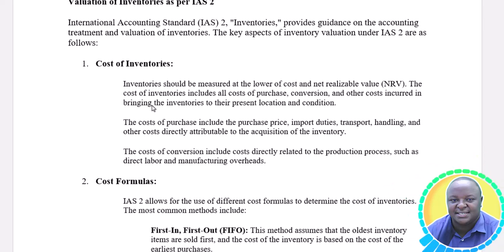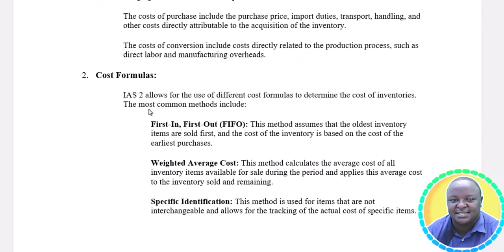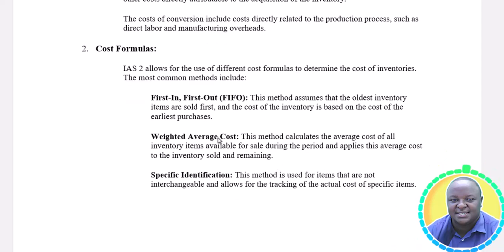Then the second part in IAS 2 is the cost formulas. IAS 2 allows for the use of different cost formulas to determine the cost of inventories. The most common method includes the FIFO, which is famously known as first in, first out. This method assumes that the oldest inventory items are sold first, and the cost of inventory is based on the cost of the earliest purchases.